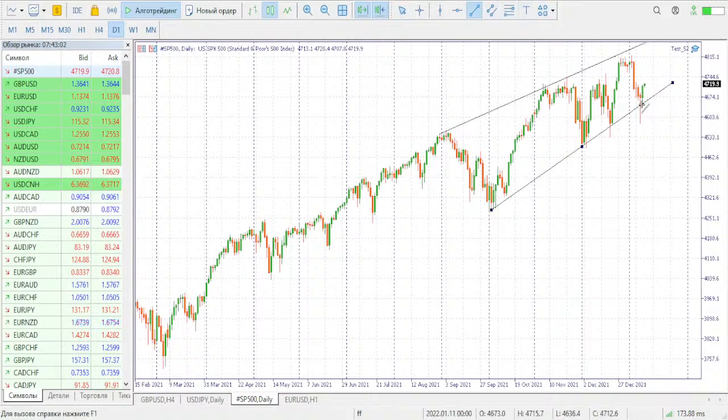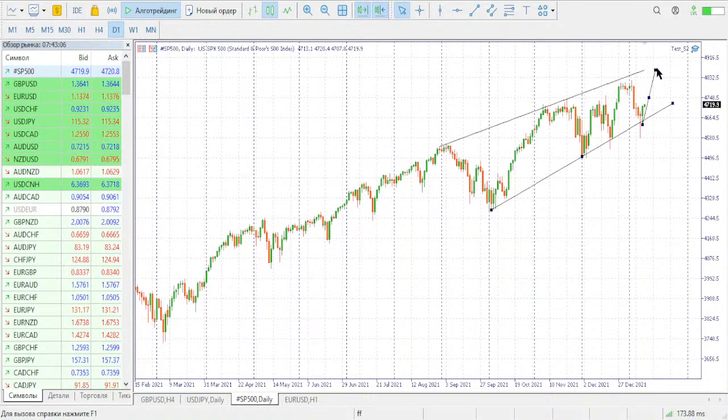Expect buyers to push price to the upper side, at least up to this point here. So if you're looking at this chart right now, keep looking for more buy positions. Expect price to extend itself to the upper side, at least up to this trend line here.